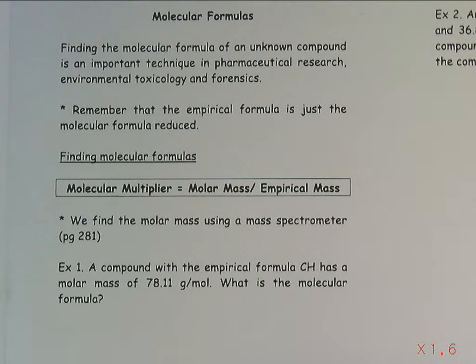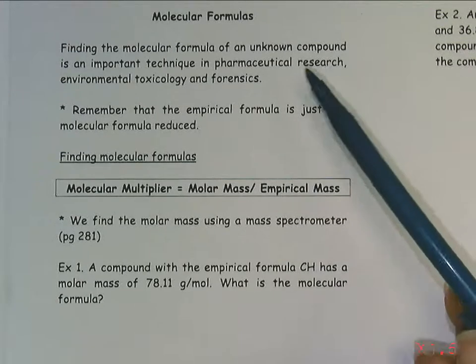Yesterday's topic was the empirical formula, and remember that the empirical formula is just the molecular formula reduced, so it's the molecular formula in lowest terms. But the molecular formula is so important because two compounds can have the same empirical formula, but they can have very different chemical properties, and they can behave very differently in chemical reactions. So finding the molecular formula of an unknown compound is really important.